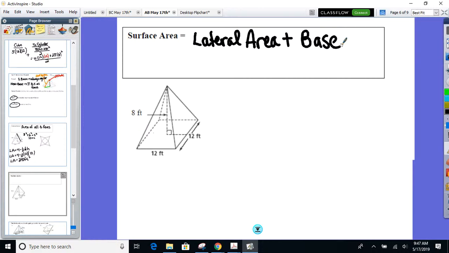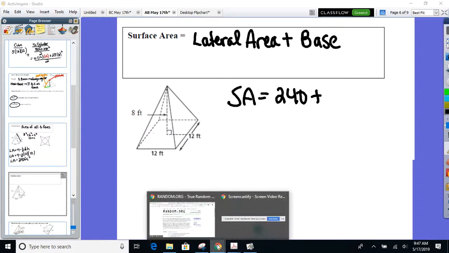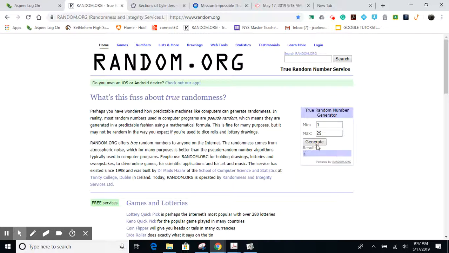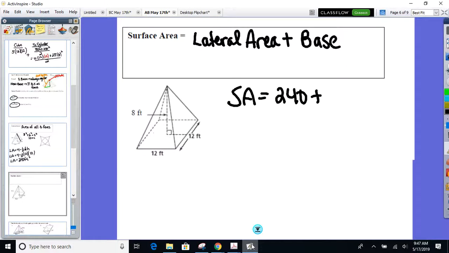All right, same diagram I just had for you guys, so we don't have to find the lateral area. We already know that's going to be, what did we find that? 240? All right, I'm going to turn it over to you. What are you going to add in now? Look at the base. How do you find the area of the base? How do I find the area of that base? 12 by 12. So I'm going to add in the 12 by 12 base.